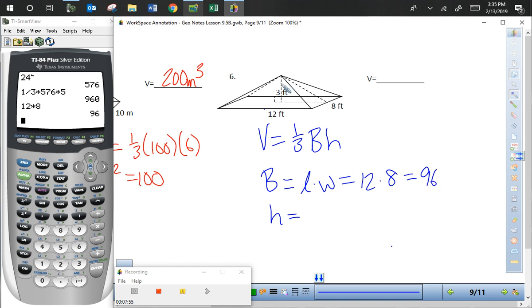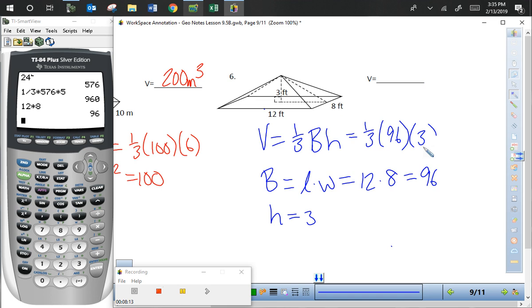Height of this pyramid, again, was given to us, so we don't have to work hard to solve for anything here. And then we put it all together in our formula. Okay, so plugging it in, we've got 1/3 times the area of the base times the height, 3. Now, I want you to go ahead and type this one in, and then I'm going to talk for just a little bit about what is special here.